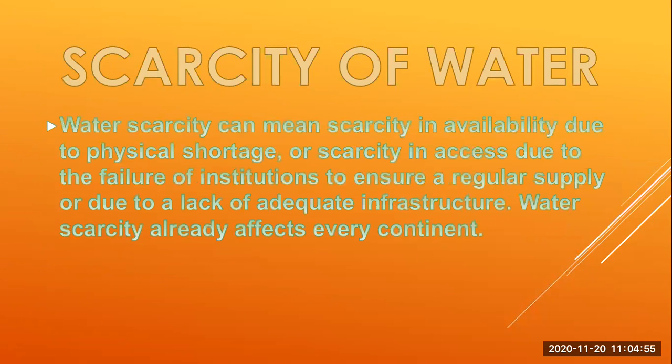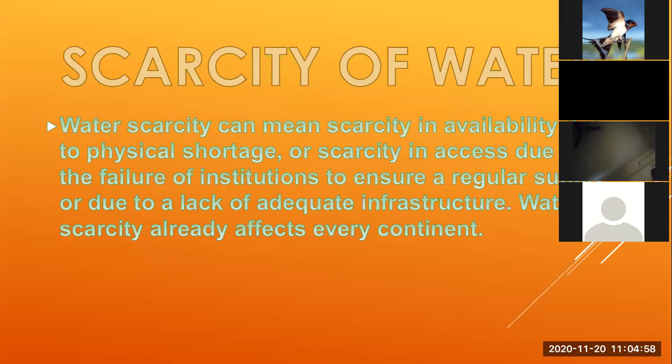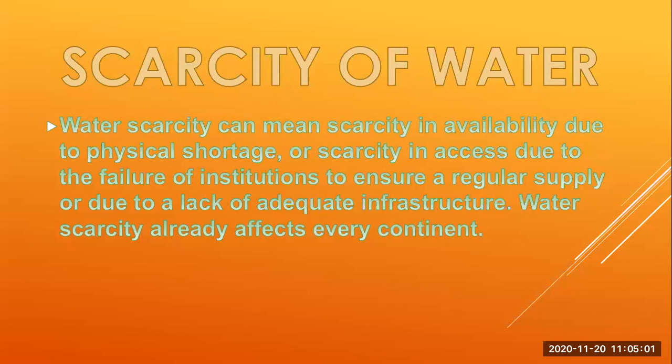Now here comes another problem, which is scarcity of water. Simply, scarcity of water means the deficiency of water or insufficient water, right? Water scarcity can mean scarcity in availability due to physical shortage, or scarcity in access due to the failure of institutions to ensure a regular supply, or due to a lack of adequate infrastructure. Water scarcity already affects every continent. We know that water plays a very basic role in growing crops, right? So if there is less water, agriculture can be affected by it.